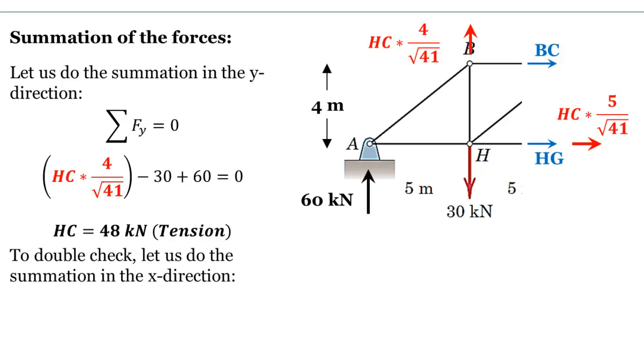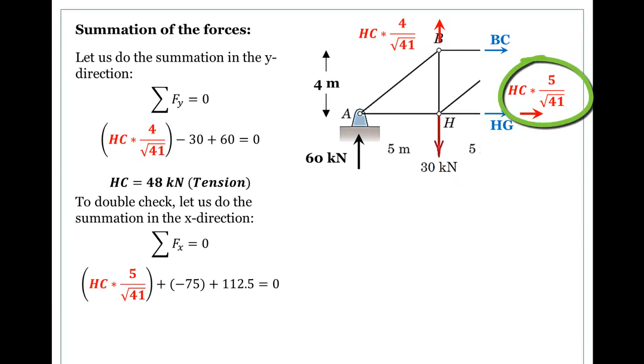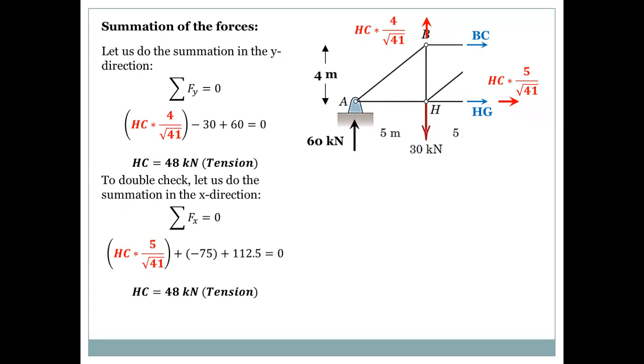Let's do the summation of the forces in the X direction. Summation of the forces in the X direction should equal 0. It's HC multiplied by 5 over the square root of 41, minus 75, which is the value of the force BC, plus 112.5 kilonewtons, which is the force HG, that will equal 0. And if I solve for HC, trust me, it's going to be 48 kilonewtons and it's in tension. Am I done? One more step.